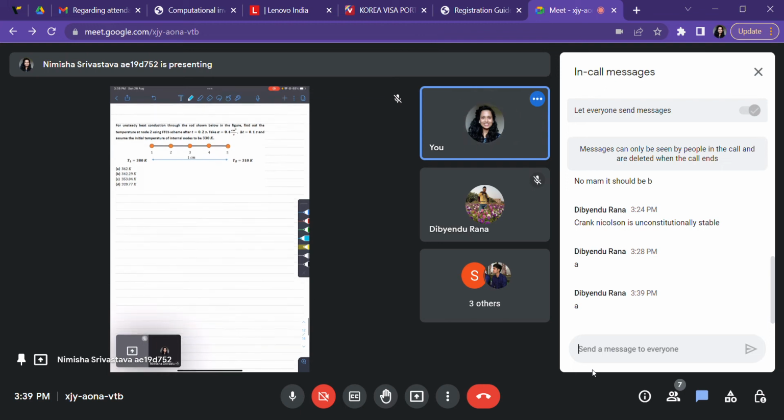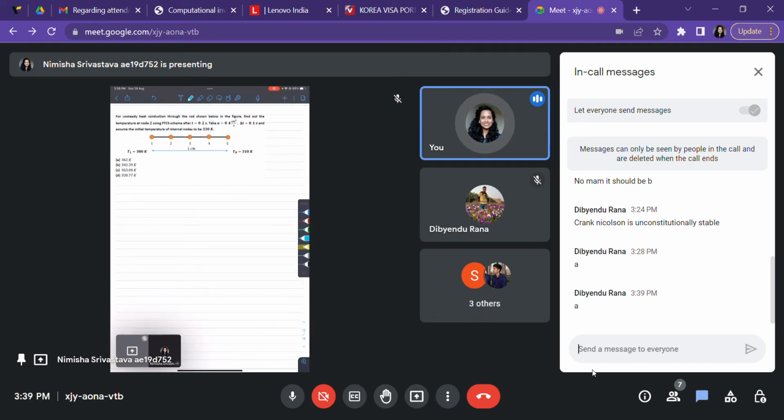Okay. For unsteady heat conduction through the rod shown below in the figure, find out the temperature at node 2. Node 2. Let's mark it. Using FTCS scheme after t equals to 0.2 seconds, take alpha is equal to this, delta t equal to this, and assume initial temperature to be 330. Right.